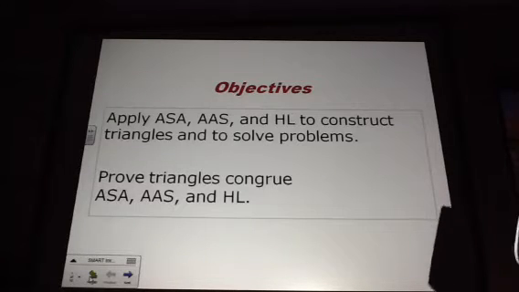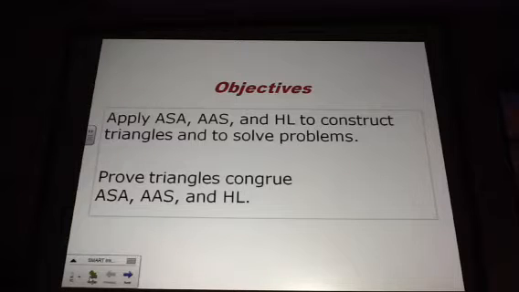Okay, today we're going to apply the angle-side-angle, angle-angle-side, and hypotenuse-leg to construct triangles and to solve problems. We're also going to prove triangles congruent by using angle-side-angle, angle-angle-side, and hypotenuse-leg.